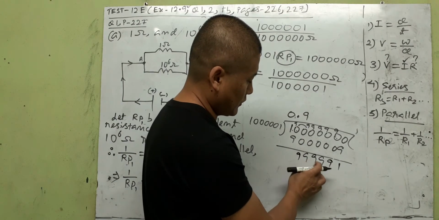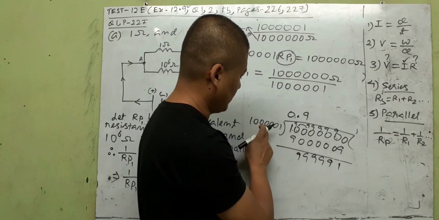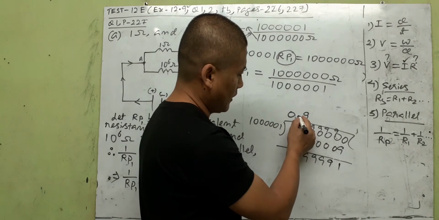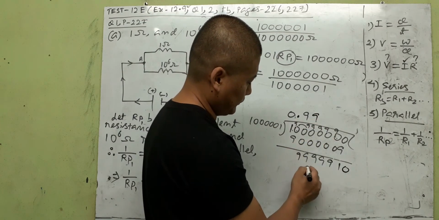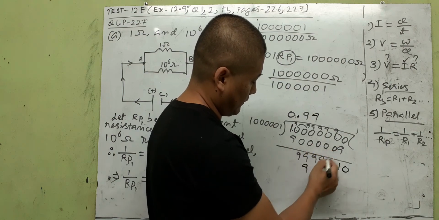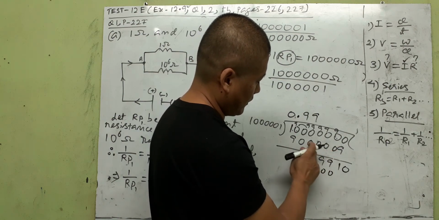This much: 1, 2, 3, 4, 5, 6. But here 1, 2, 3, 4, 5, 6, 7 digits. So because of this point, you can put 1, 0. Again, 9 will go. So this will become 9, 1, 2, 3, 4, 5.